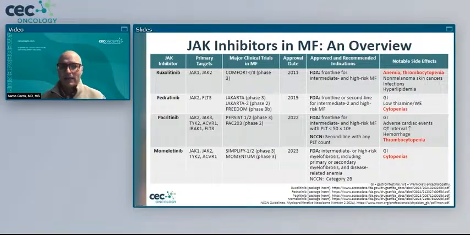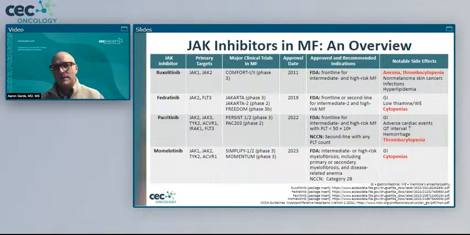Fedratinib is mostly a JAK2, sparing JAK1, but FLT3 inhibitor. And it was approved based largely on the JAKARTA and JAKARTA-2 trials, with the subsequent FREEDOM study being completed after the approval in 2019. It's approved for the frontline or second-line treatment of intermediate- and high-risk myelofibrosis. Its major side effects really are cytopenias, not unlike ruxolitinib. But the major challenge with delivering therapy with fedratinib is really the GI toxicity.